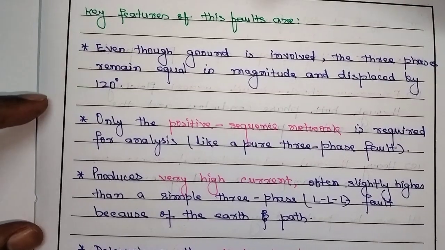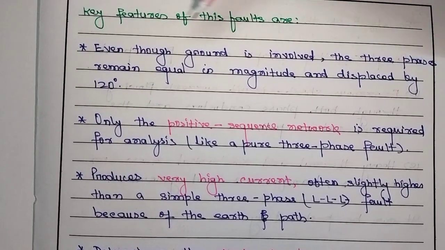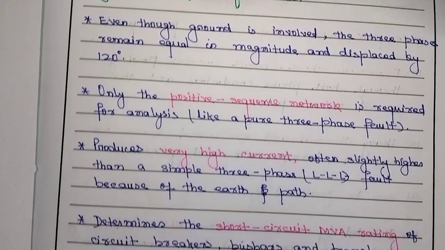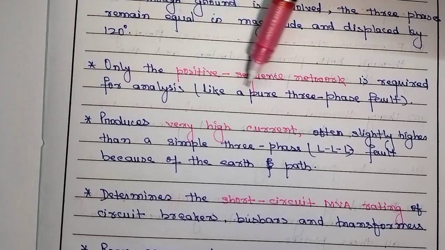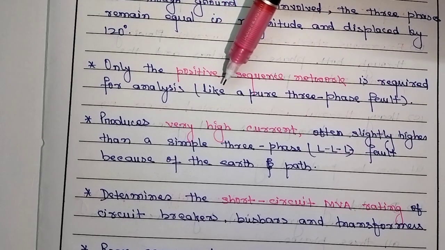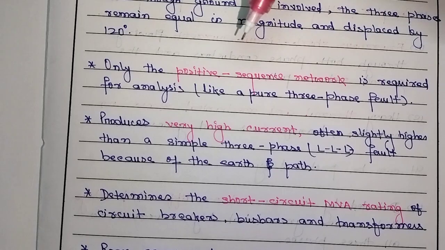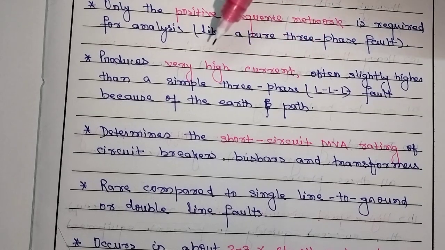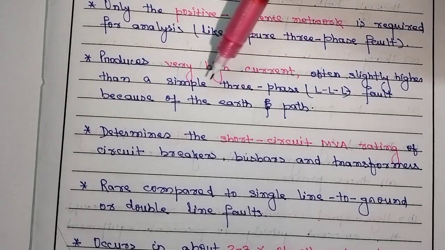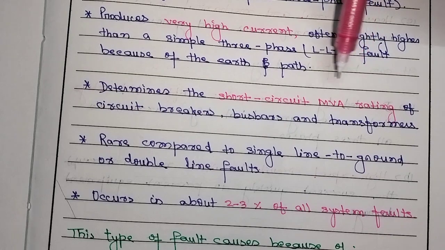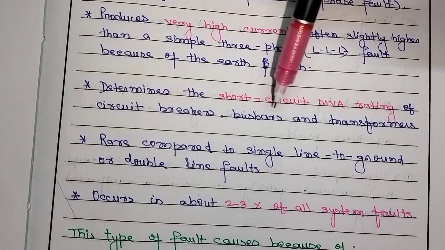The key features of this fault are, even though ground is involved, the three phases remain equal in magnitude and displaced by 120 degrees, the same as we have seen in the line to line fault. Only the positive sequence network is required for the analysis, like a pure three-phase fault. Already we have discussed in the last section that we require only the positive sequence network for the analysis of the three-phase fault whenever it occurs. It produces very high current, often slightly higher than a simple three-phase fault because of the earth path. It determines the short circuit MVA rating of the circuit breakers, bus bars and the transformers. Already we have discussed this point.